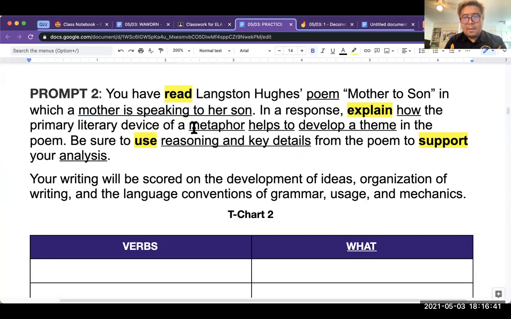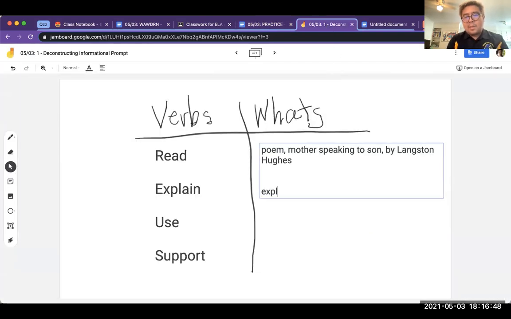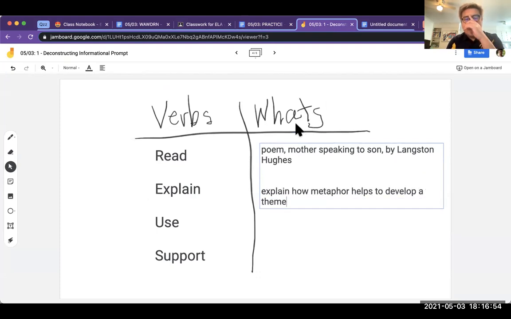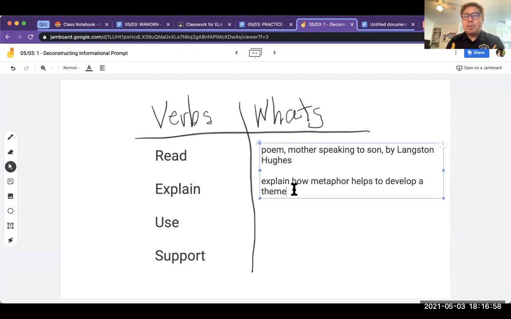Explain how metaphor helps to develop a theme. Even if I still don't know exactly how I'm going to do that, at least know what you have to do. Okay?